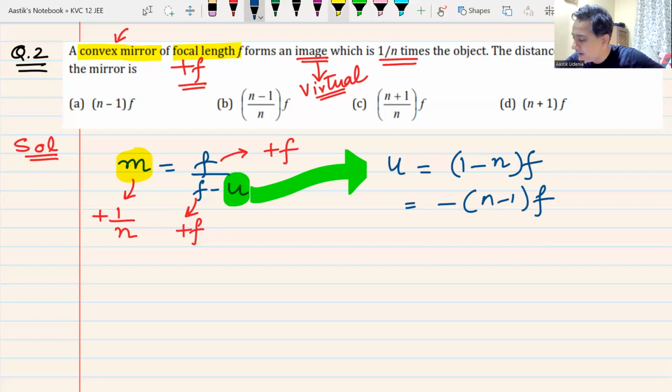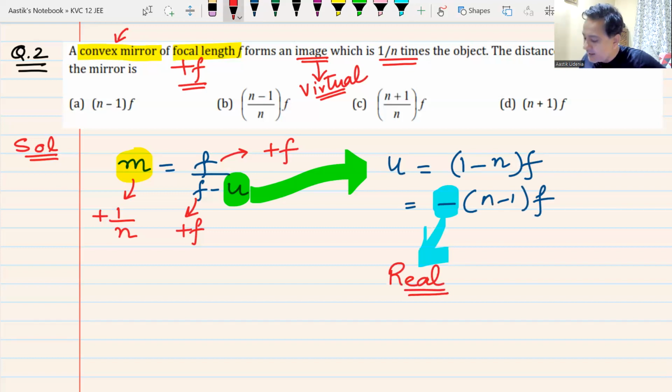The negative sign indicates that the object is real and the image is virtual. These are the small things that you must note down from a question of this nature, so that when a so-called difficult question comes, if you remember these small points, you will be able to solve that difficult question very, very simply. Do we understand this?